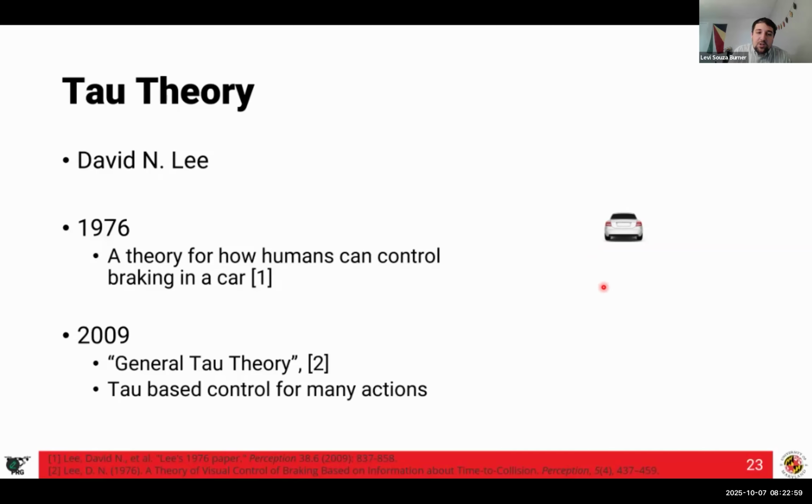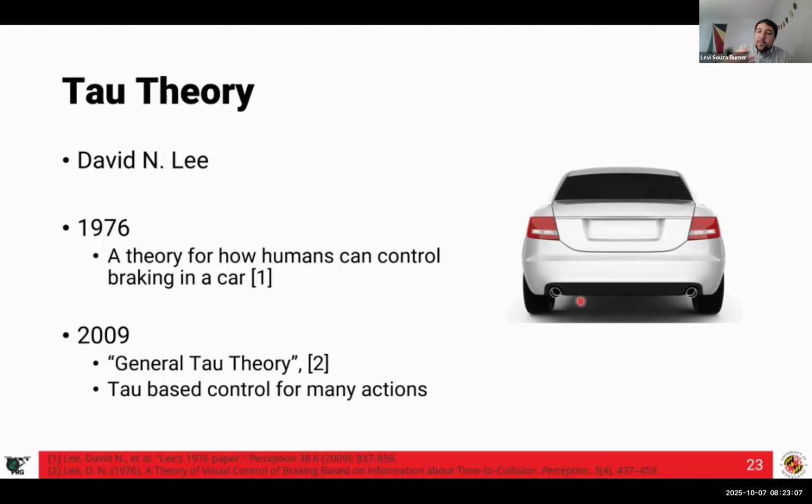To understand what time to contact is, I'm going to return to the original example from 1976, introduced by David Lee. So when you approach a car and you are driving, that car looms in your field of view, getting bigger and bigger and bigger. It turns out that the rate of this expansion can be measured by your eye as time to contact, the time it would take you to hit that car if you traveled at your current speed from your current distance.